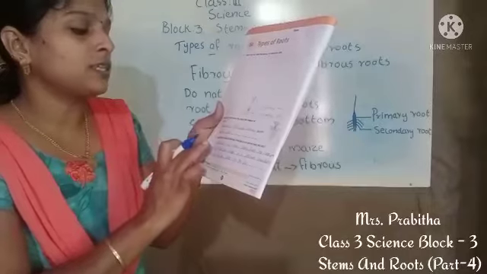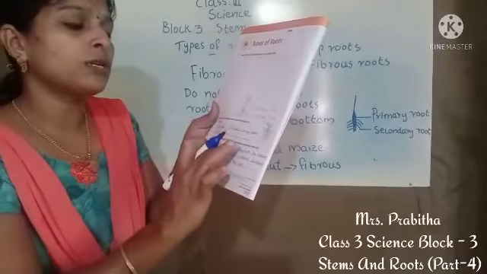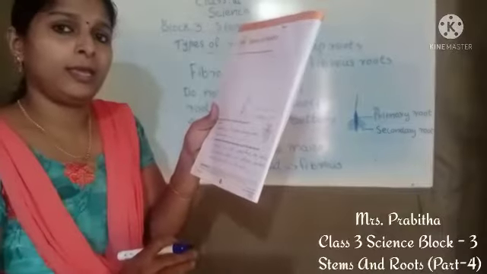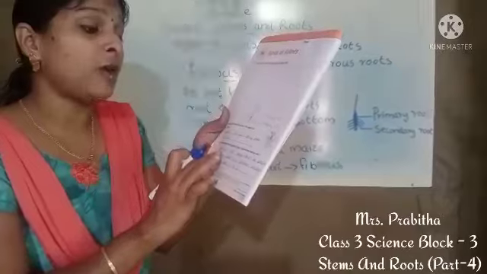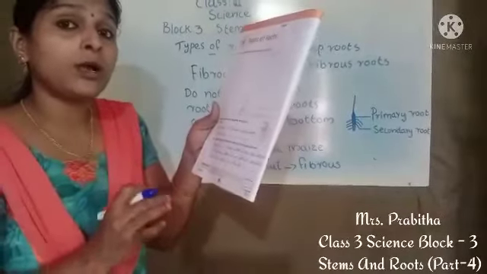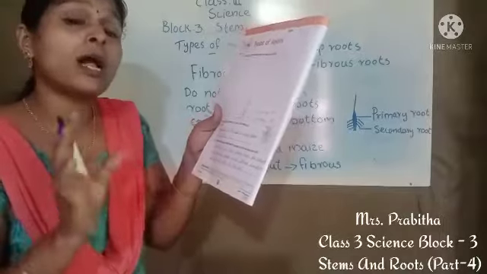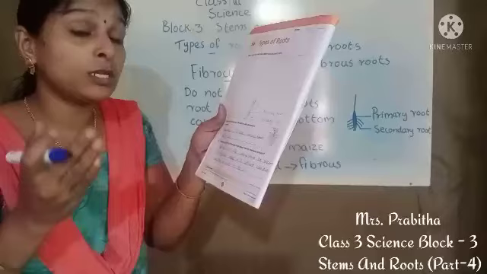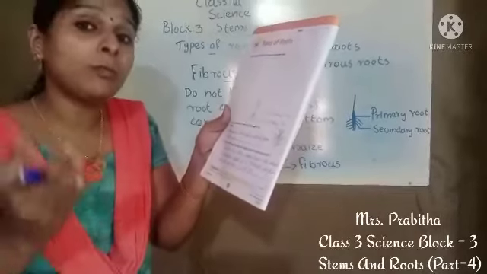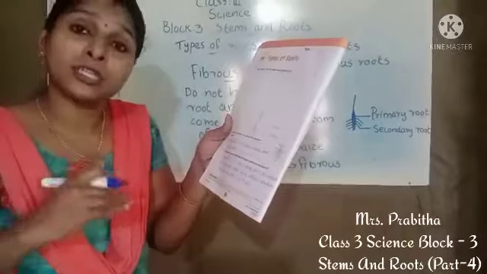Next question is, coconut trees grow in sandy soil. What type of root does coconut tree have? Why? Yes, coconut tree has fibrous root. Then how does it help the tree to grow? Yes, its roots come from the bottom of the stem and spread into different directions.